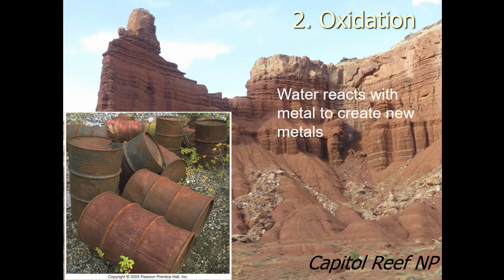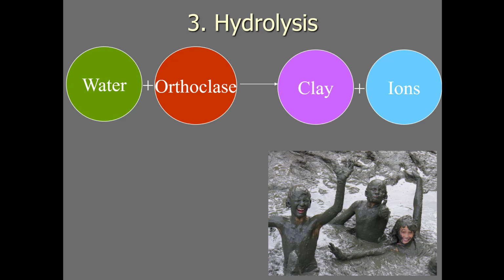So if you think about a rust spot on a car, it doesn't feel the same as an unrusted bit of your car, and that's because it's not the same. It's chemically a different metal. And so after this chemical reaction, different ions are carried away by the water, and it is chemically, again, something different. And the third type of chemical weathering process that also involves water is called hydrolysis.